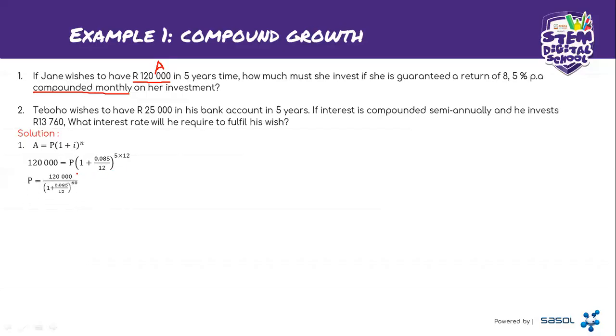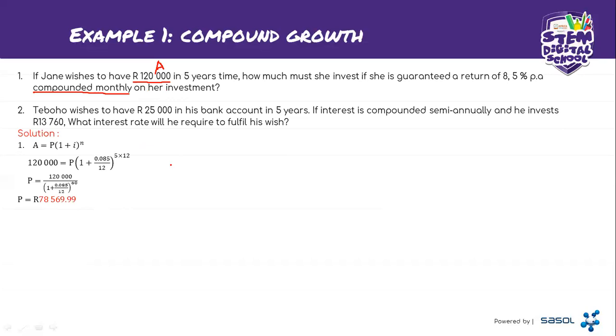Then the third step, what we're going to do, we're going to divide both sides by this bracket here. This is the whole bracket. We're going to divide so that we can be left with P. And then after reaching the third step, you just press the calculator, you press everything that you see on the screen, then you will get the answer. And our value of P is 78,569.99. So this is the amount Jane must invest in order to accumulate 120,000 after 5 years.